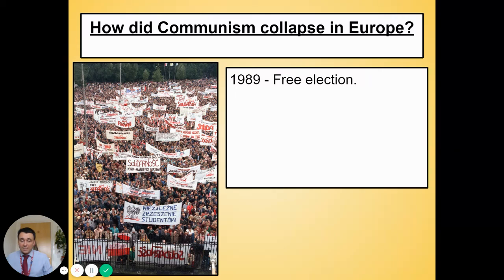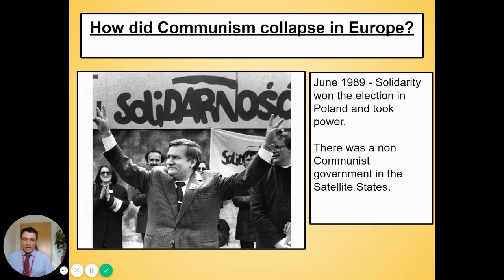Because in 1989, a free election is held. You've got Solidarity, this small little trade union group, up against the communists who control the media, they've got all the propaganda, all the censorship, and yet in June 1989, it's a landslide win for Solidarity. Solidarity take power. There is a non-communist government in the satellite states. And everyone is watching. Everyone is wondering, what is Gorbachev going to do now?